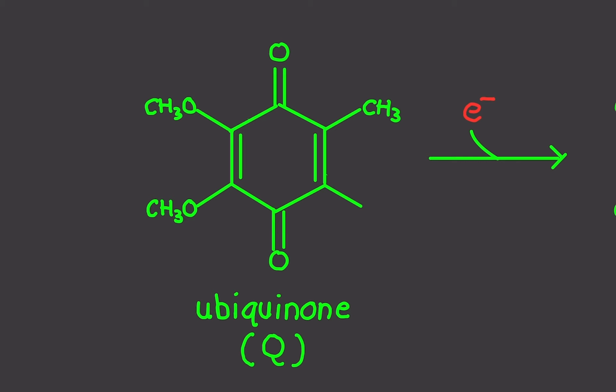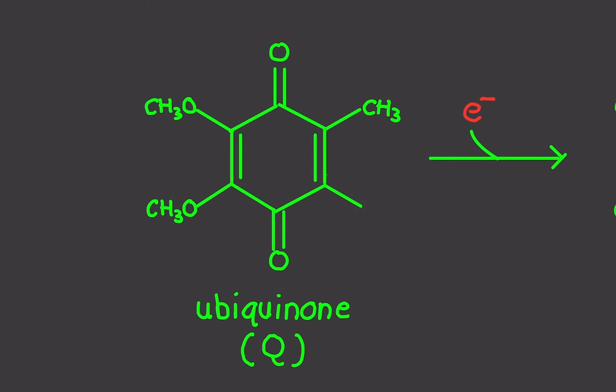Ubiquinone is a ring. 6-carbon ring here. On 2 of those carbons, top and bottom, we have a double bonded oxygen. On the left-hand side, we have methoxy groups, 2 methoxy groups. On another carbon, we have a methyl, the methyl here.